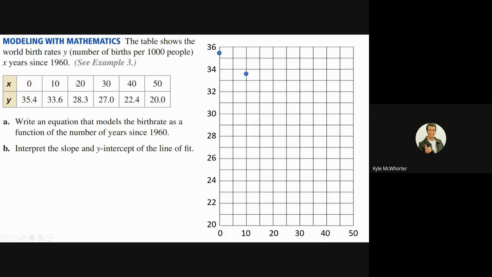Next one is 20 and 28.3. So here's 20, 28.3 would be right around here. Then 30, 27. So here's when X is 30, and 27 would be right here. And when X is 40, Y is 22.4. And then when X is 50, Y is 20.